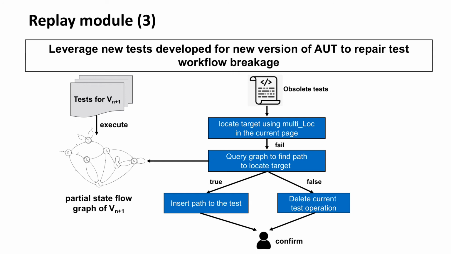In the case of failure, WebRR will query the partial state flow graph to find a path from the current page to the new one, which contains the target element. If this path exists, WebRR will insert the path into the test after getting confirmation from the tester. Otherwise, it assumes that the target does not exist in the new version of the application and will delete this operation.